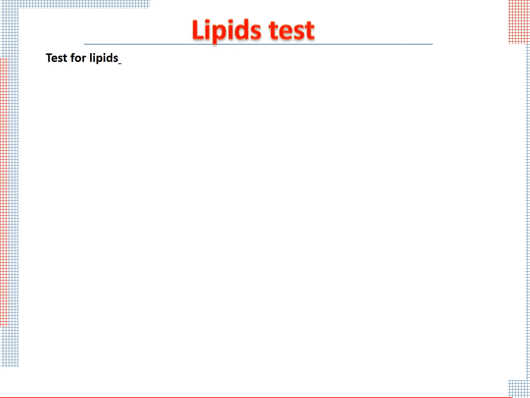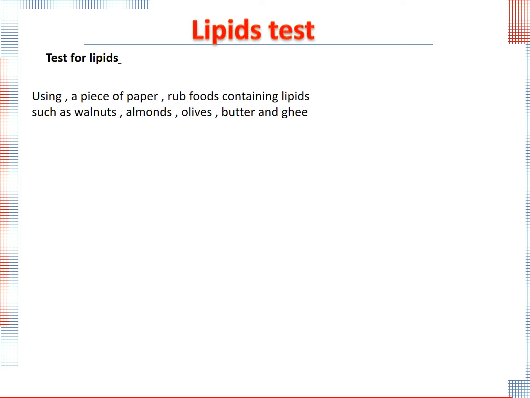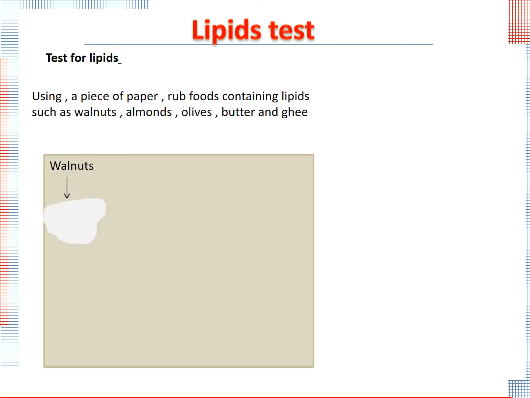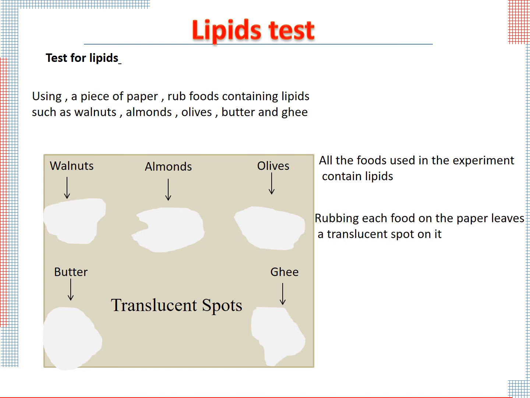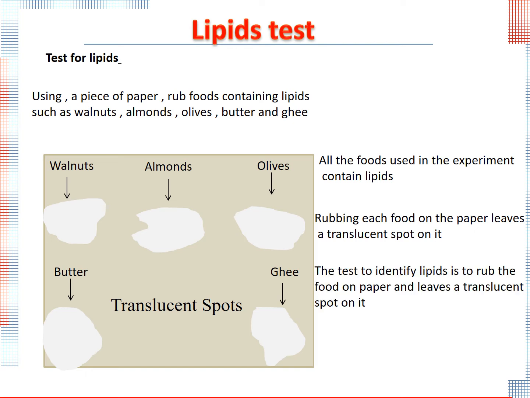Lipids test. Test for lipids. Using a piece of paper, rub foods containing lipids such as walnuts, almonds, olives, butter, and ghee. All the foods used in the experiment contain lipids. Rubbing each food on the paper leaves a translucent spot on it. The test to identify lipids is to rub the food on a paper and see if it leaves a translucent spot.